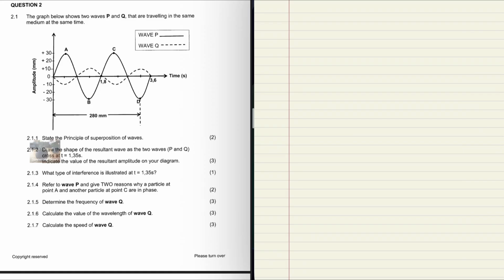Question 2.1 reads, the graph below shows two waves P and Q that are traveling in the same medium at the same time. Question 2.1.2 says, draw the shape of the resultant wave as the two waves P and Q cross at t equals 1.35 seconds. Indicate the value of the resultant amplitude on your diagram.